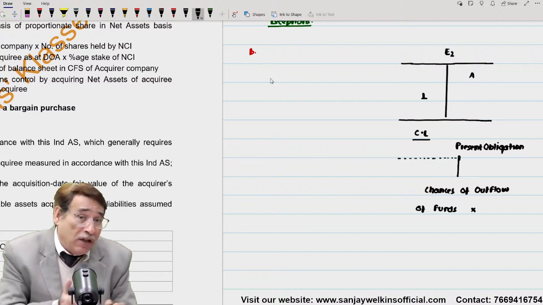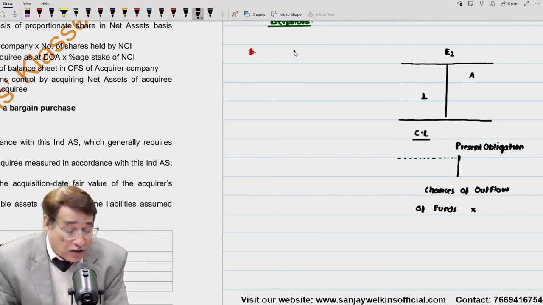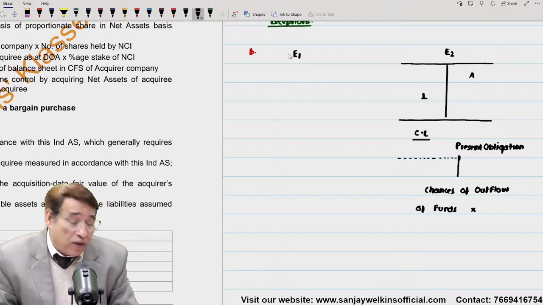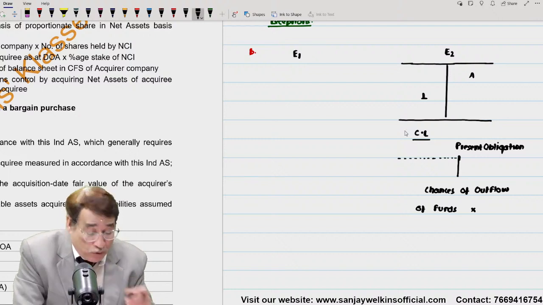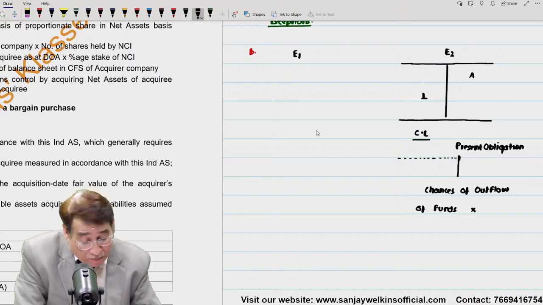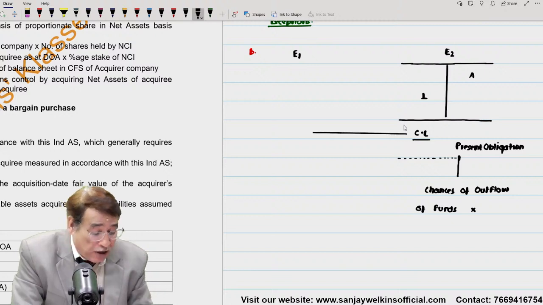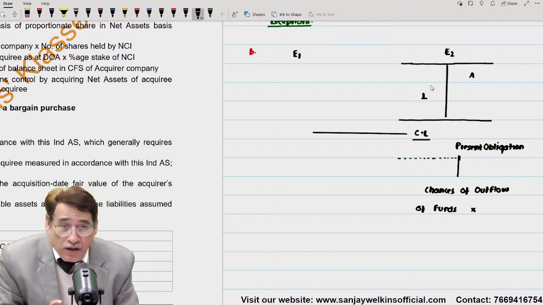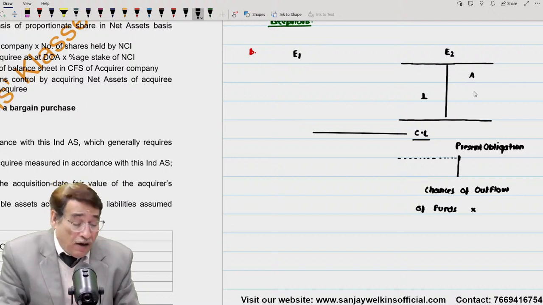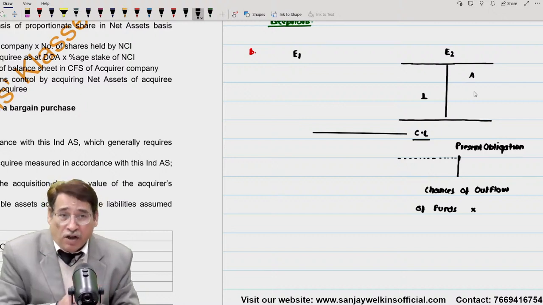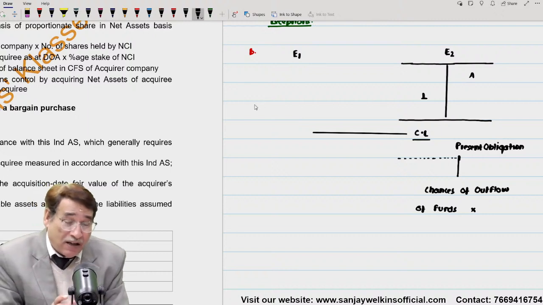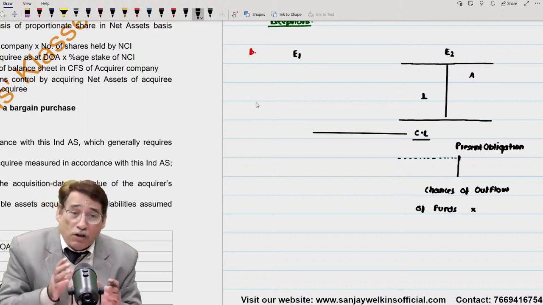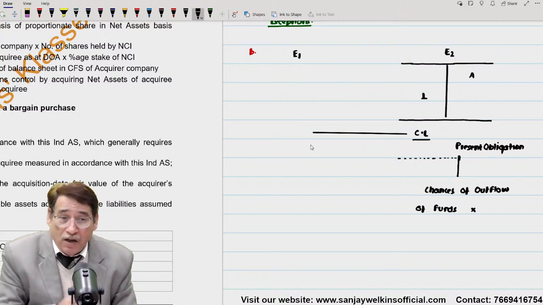But now E1 is taking the control over E2. E1 is the acquirer entity. We will still record this contingent liability. Try to understand this particular point. Even though this contingent liability is not appearing in the balance sheet of E2, still we are going to record it. The standard says that the acquirer company will also record the contingent liability. Is it clear to you?